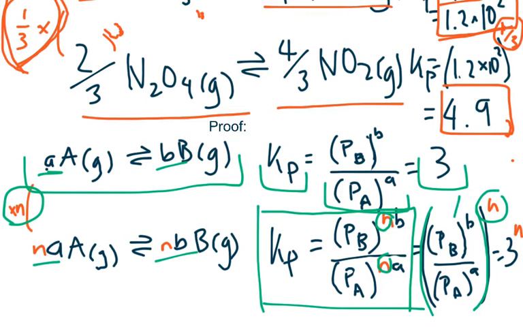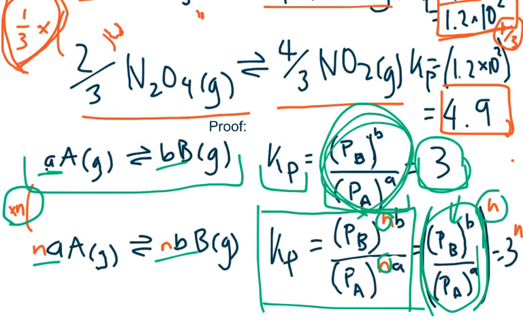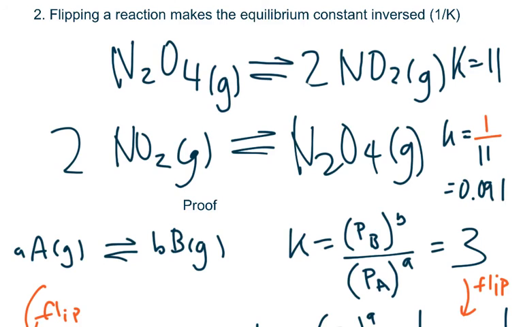And notice how this is equal to this. So this is equal to this, and this is 3, and we're taking this to the n power. That means that we're taking 3 to the n power. So in the end, you get 3 to the n as your answer for the new equilibrium constant. So notice how by multiplying your coefficients by n, you're taking your equilibrium constant to the n power. So that's pretty cool. Now let's talk about rule number 2.